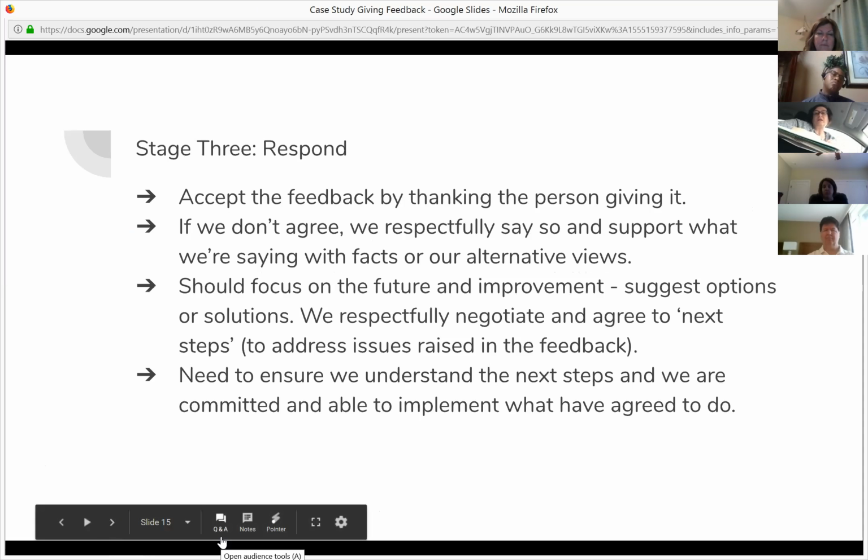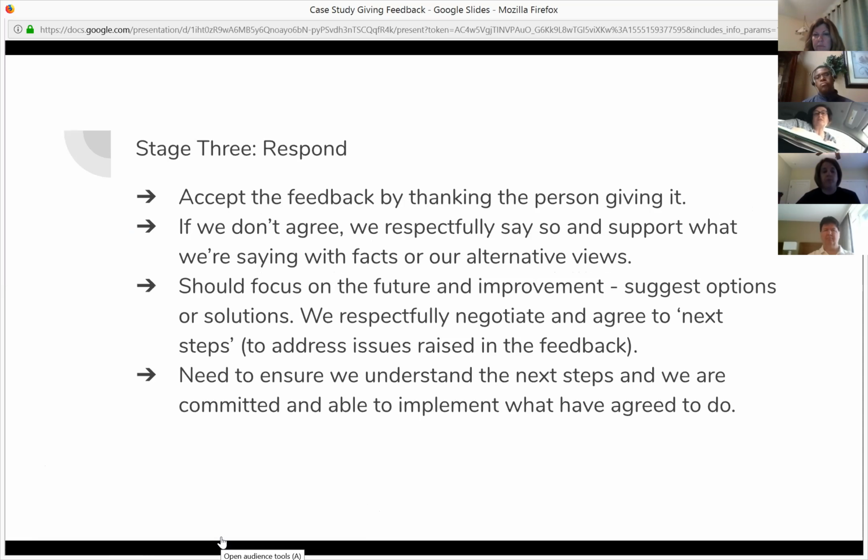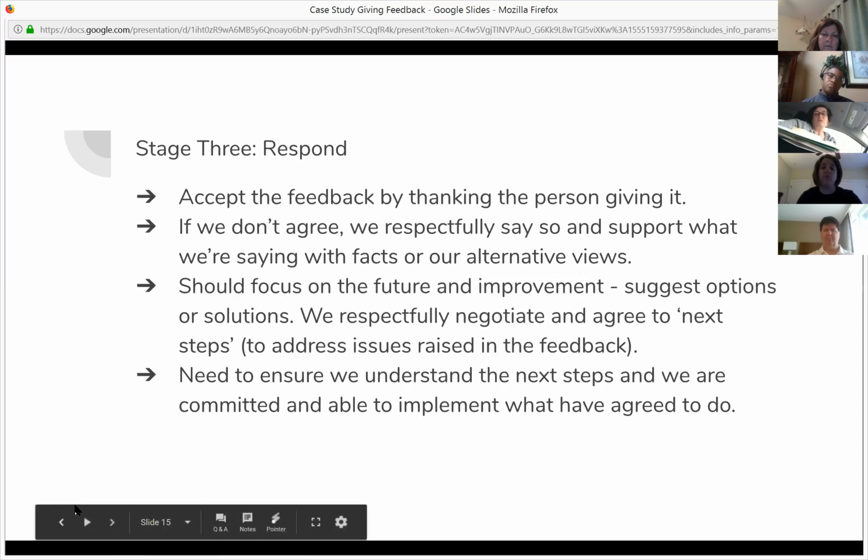And then stage three is the opportunity for the person receiving feedback to respond. Accept the feedback by thanking the person giving it. If you don't agree, do it respectfully, and then maybe also offer alternative facts or views. You should focus on the future and improvement, suggest options and solutions, and then you and the person that's giving the feedback have the opportunity to negotiate what those next steps would be or what your action plan is going to be moving forward. And you need to ensure that you understand what the next steps are and that you're committed to implementing that.